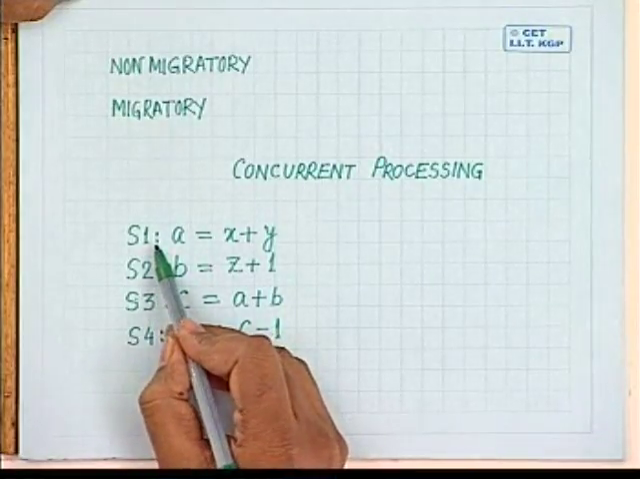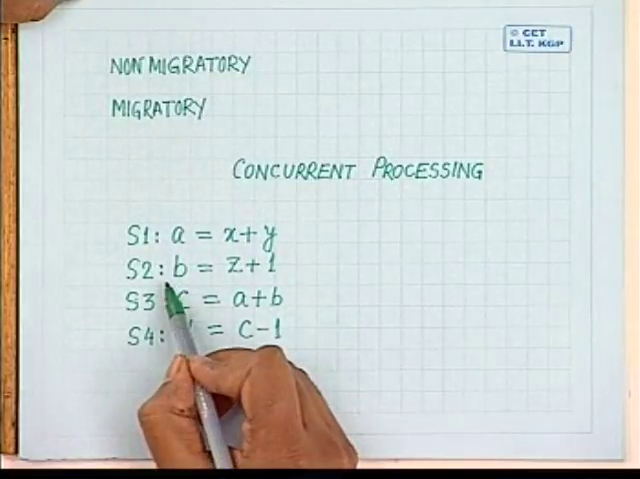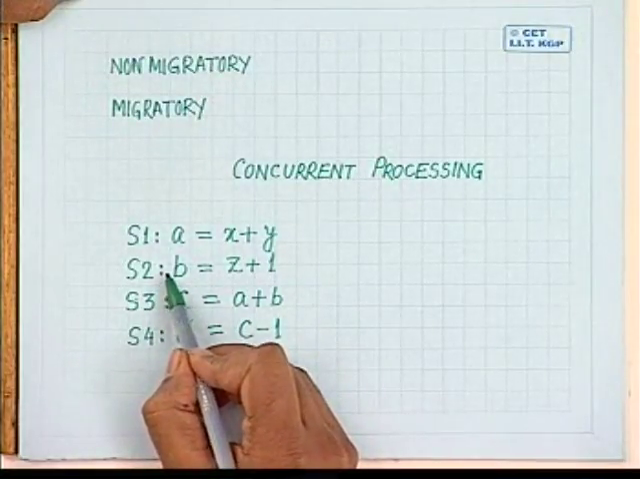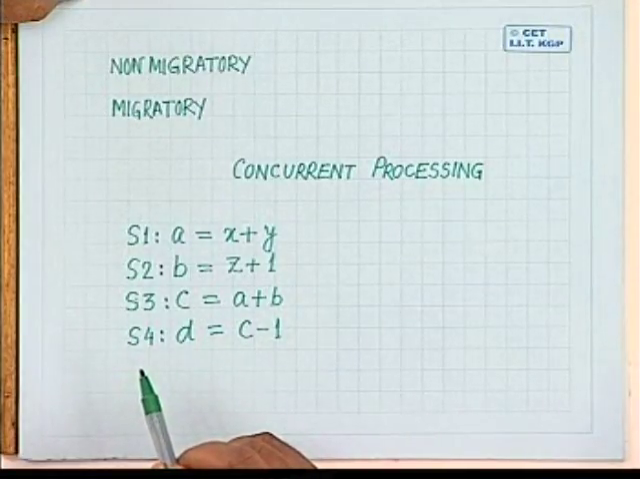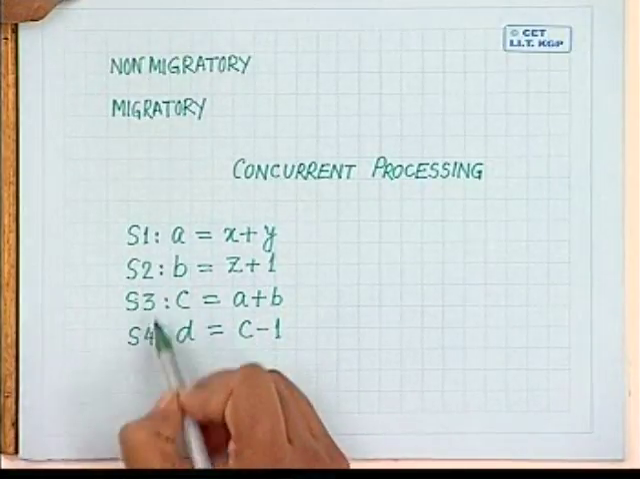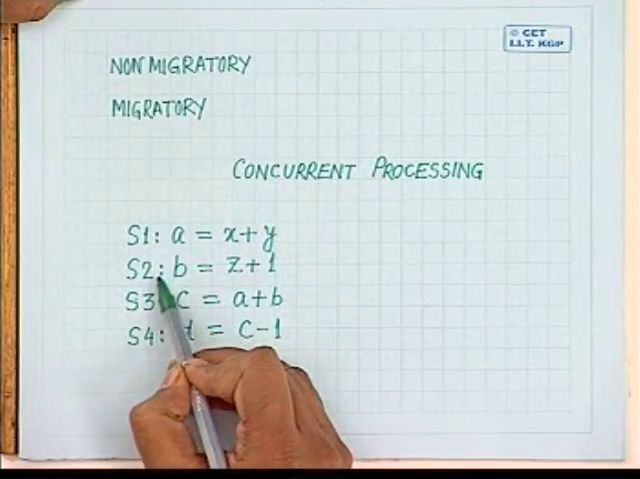Whereas for computation of S1, I don't have to wait for any statement. For computation of S2, I don't have to wait for completion of any other statement. So this says that S1 and S2, these two statements, can be executed concurrently.